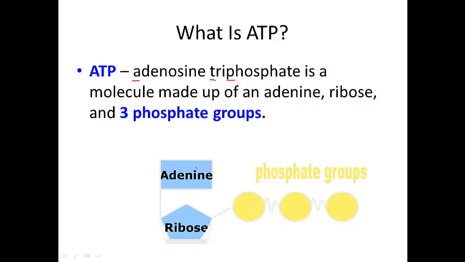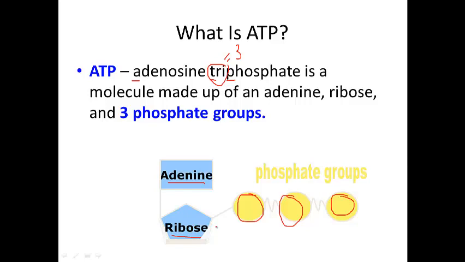ATP is made of an adenine, hence the word adenosine. Tri, think of a tricycle, means 3. And right next to it says 3 phosphates. This is the most important part of an ATP molecule, these 3 phosphates. There's also a ribose that is in ATP. Remember, if something ends in OSE, that means it's a sugar.